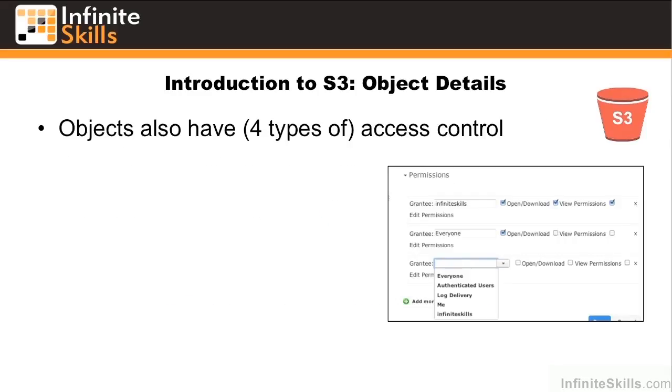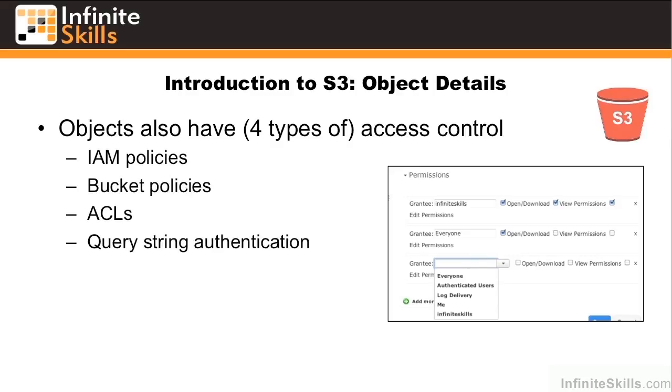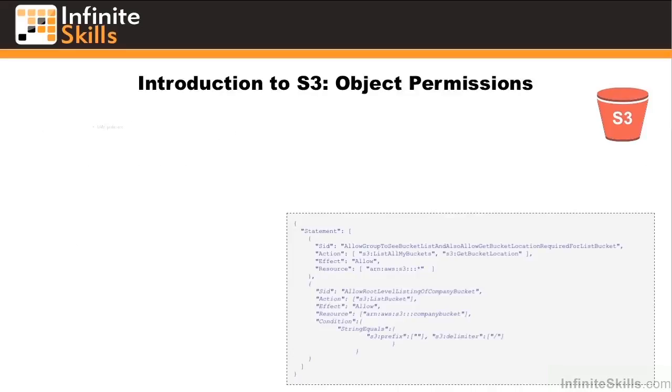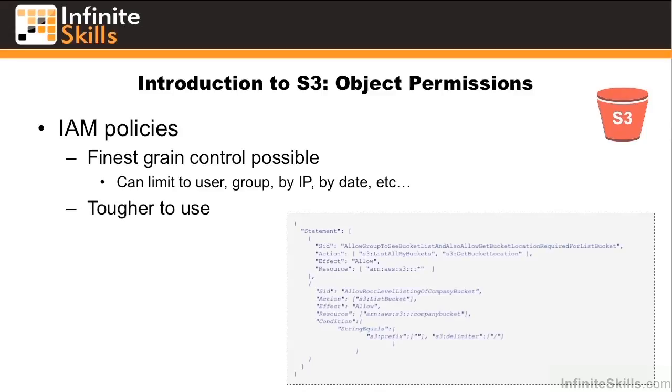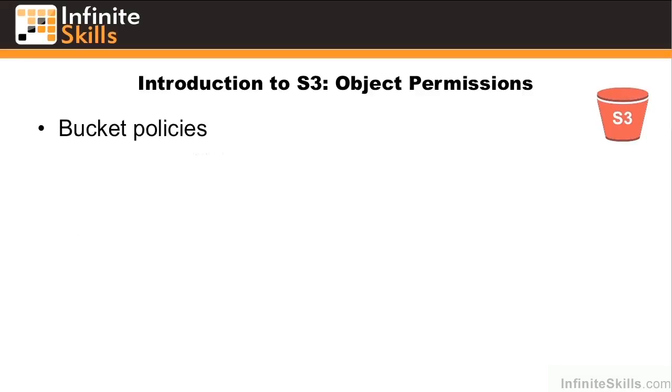Objects also have four types of access control. They're IAM policies, bucket policies, ACLs, and query string authentication. IAM policies provide the finest grain of control possible. They can limit to user, group, by IP, by date, and so on. But they're arguably a little bit tougher to use inside of S3. You first have to create an IAM policy, which is a JSON document, and then attach it to a specific bucket or resource.